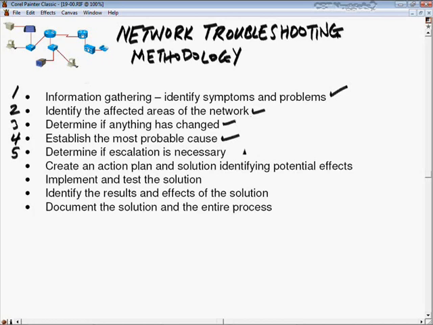Step 5, determine if any escalation is necessary using a help desk or service desk or trouble ticket process. Step 6, create an action plan and a solution that identifies potential effects of that solution, positive and negative. Step 7, implement and, if possible, test the solution. Step 8, identify the results and the effects of the solution. In other words, analyze the solution and the results. And finally, step 9, document the solution and the entire process.